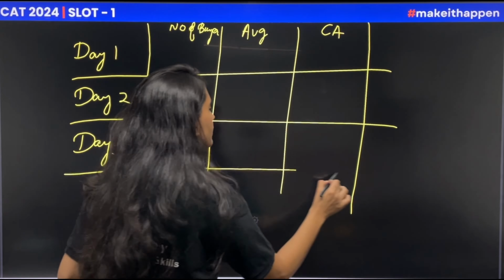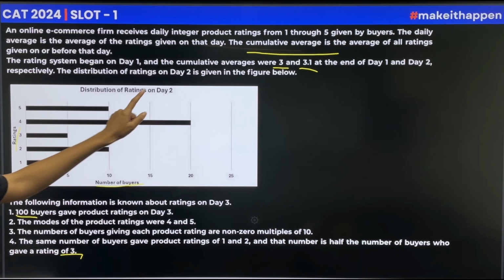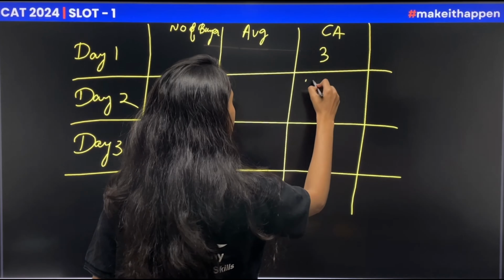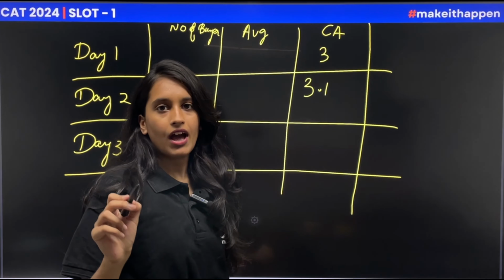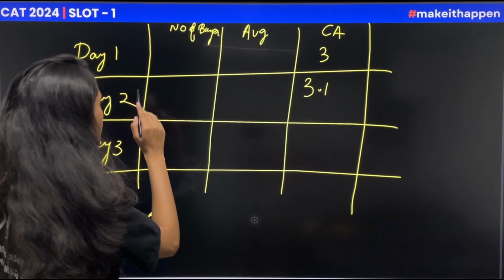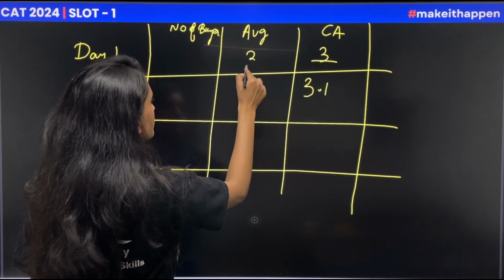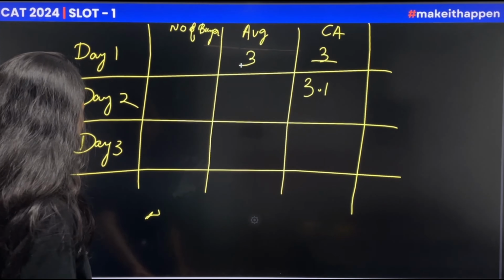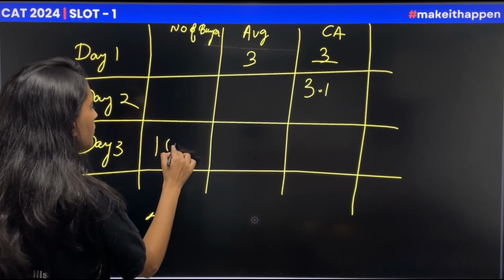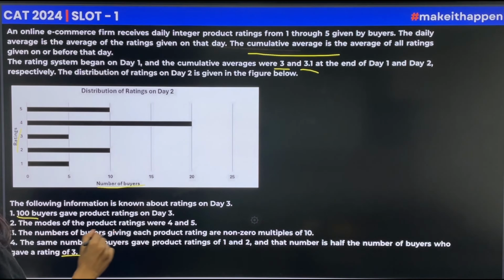Now let's take out the direct information that we get from the question. So the cumulative average for day 1 and day 2 is given, that is 3 and 3.1. As we know, the cumulative average is the average on that particular day and the days before. So for day 1, if the cumulative average is 3, the average will also be 3. And we are given that 100 buyers gave product ratings on day 3. So this will become 100.